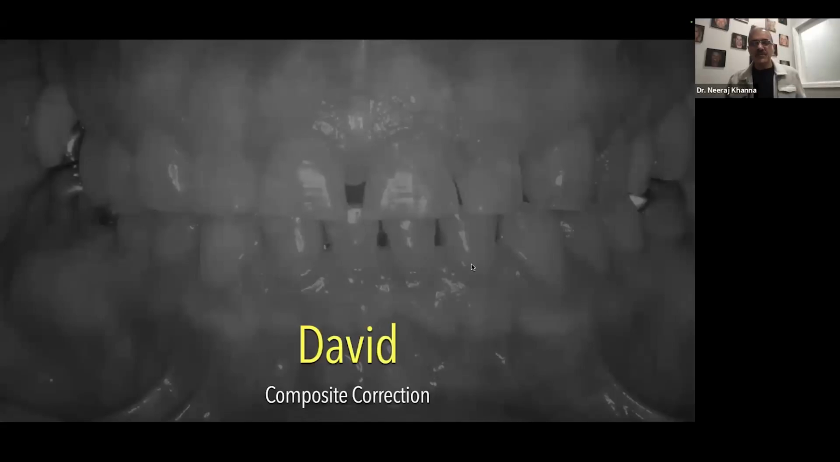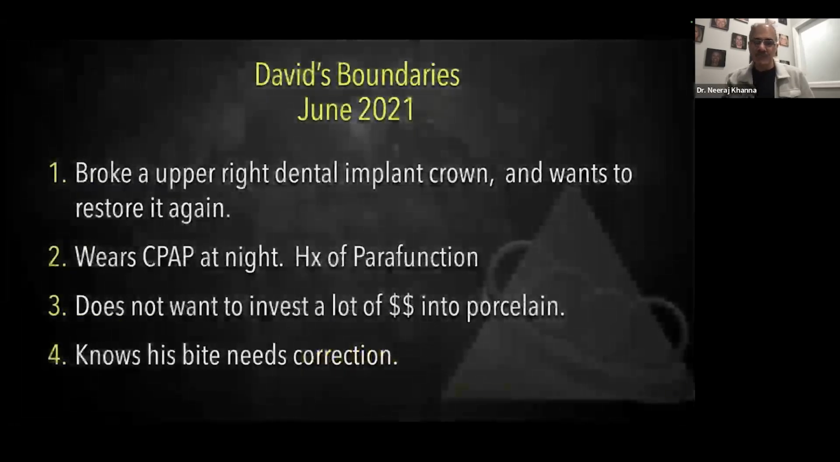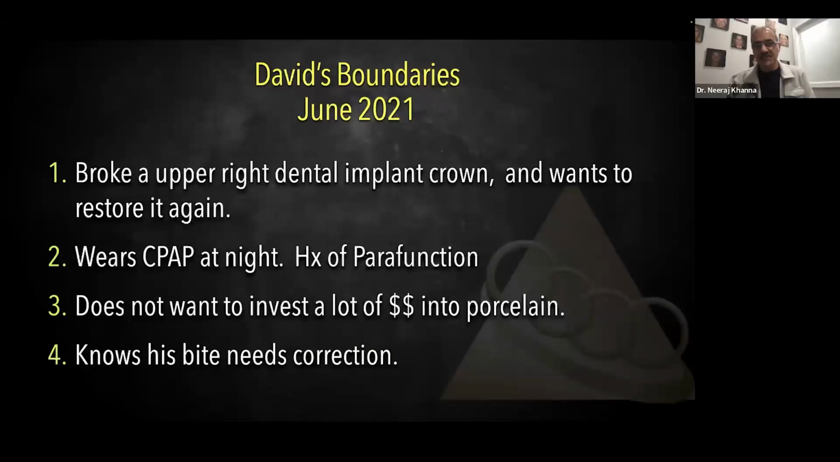But before we go, I want to introduce you to David. And David is a patient who you've already seen his pictures from earlier in the program, but we decided to do composite corrections. And I'm going to explain why we chose this in a few moments. But David came with specific concerns. And one of the things that I've worked really hard is to really listen to my patients and to listen to what is it that's bringing them in, number one, and what are their expectations? And so he broke his dental implant on the right side, but he wants to restore it again.